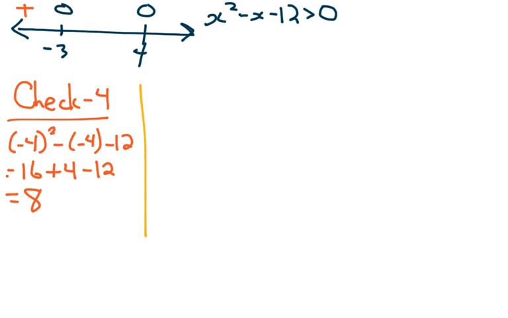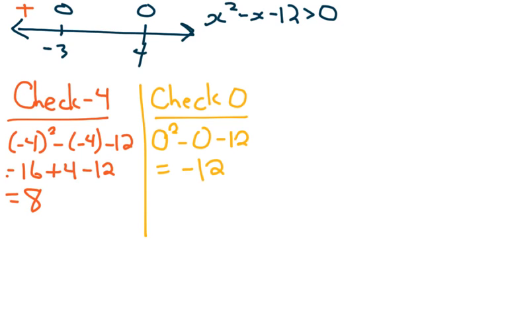Choose a number in the middle between -3 and 4. I'm going to take 0. So we get 0 squared minus 0 minus 12, which works out to -12. That being a negative number, anything in this region would be negative.